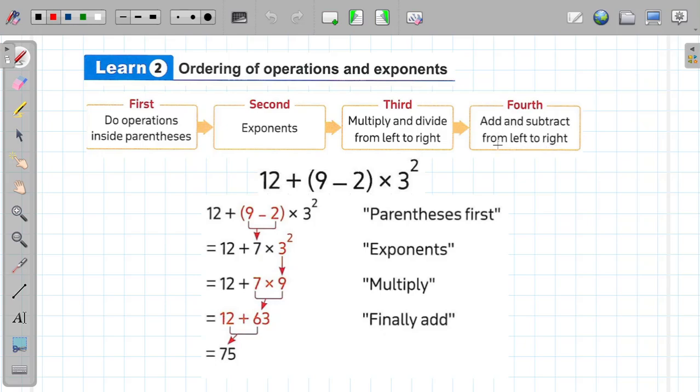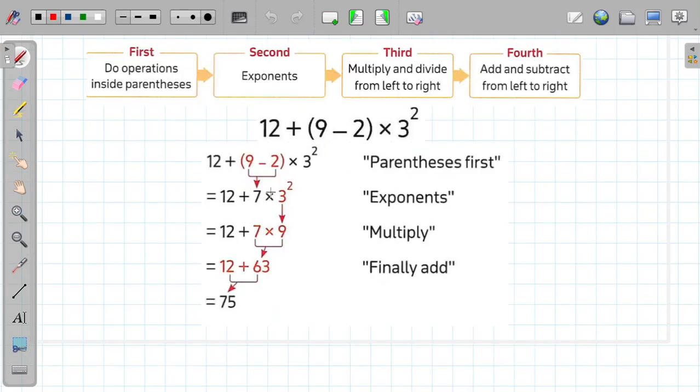So if I have an example like this, 12 plus parentheses 9 minus 2, and outside we have times 3 to the power of 2. We have here addition, parentheses, subtraction, multiplication, and exponent. First, we do what's inside the parentheses. So 9 minus 2 equals 7. Next, we do the exponents.